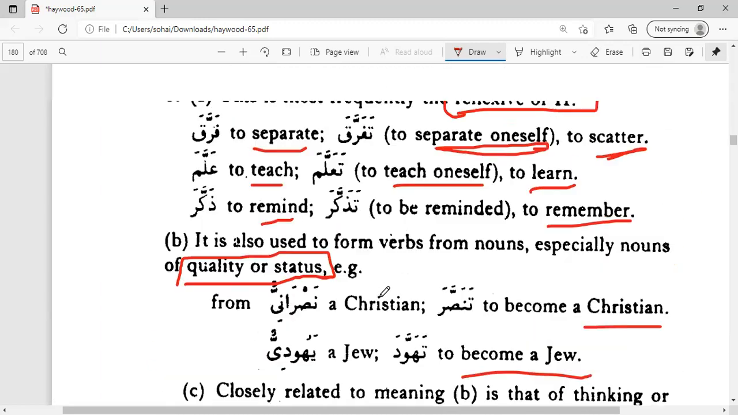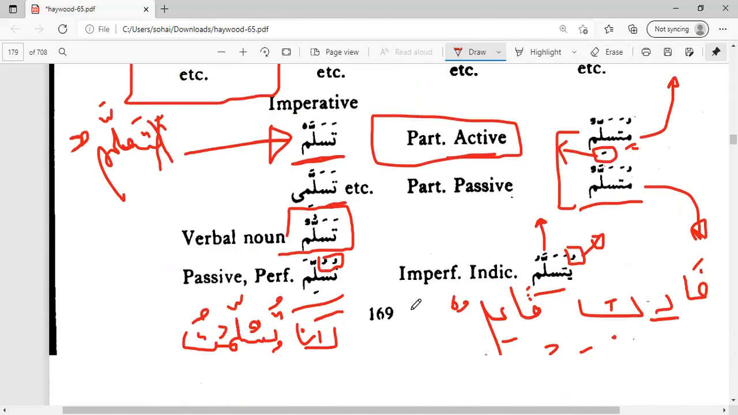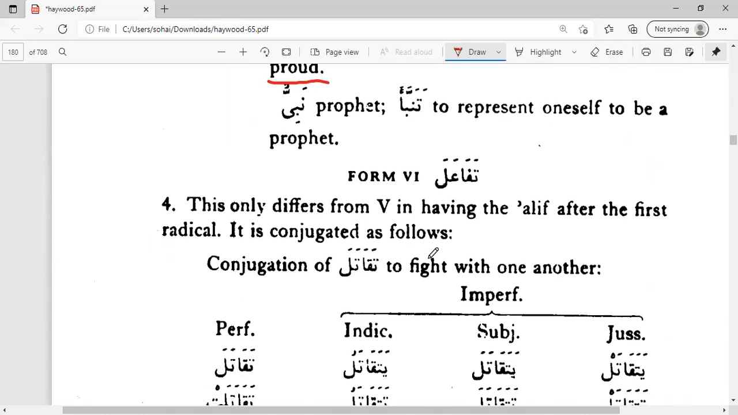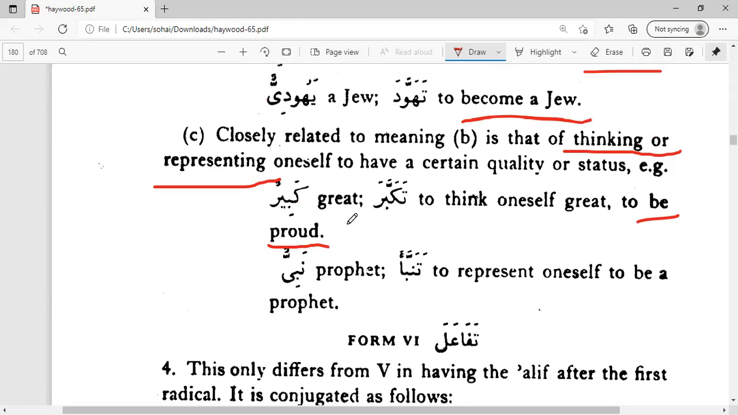Takabbur comes from the ism, the verbal noun. This is a purely Arabic word used in Urdu, right? Takabbur means pride or arrogance. Takabbara, yatakabbaru, takabburan. Takabburan is the verbal noun. Nabiyun is a prophet. Tanabba'a, to represent oneself to be a prophet.